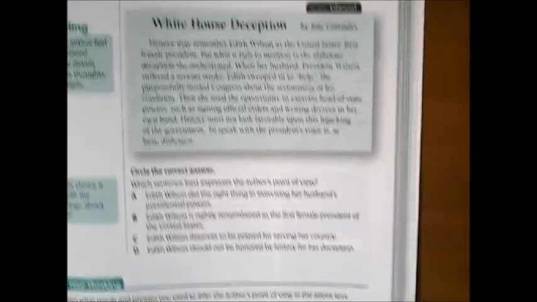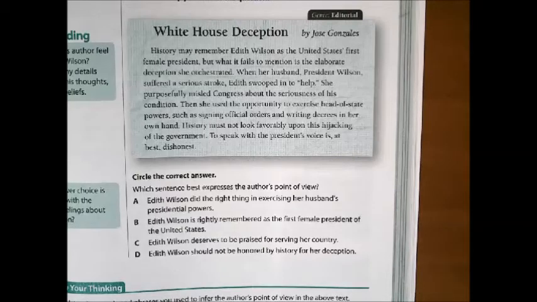So let's go ahead and move on to the next page and continue with our reading. So it says White House deception. History may remember Edith Wilson as the United States' first female president, but what it fails to mention is the elaborate deception she orchestrated. When her husband, President Wilson, suffered a serious stroke, Edith swooped in to, quote-unquote, help. She purposely misled Congress about the seriousness of his condition. Then she used the opportunity to exercise head of state powers such as signing official orders and writing decrees in her own hand. History must not look favorably upon this hijacking of the government. To speak with the president's voice is, at best, dishonest.